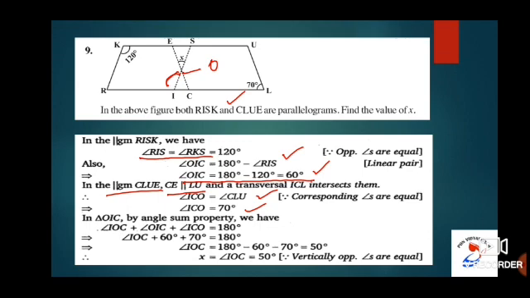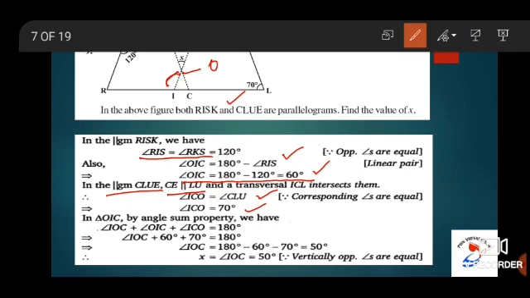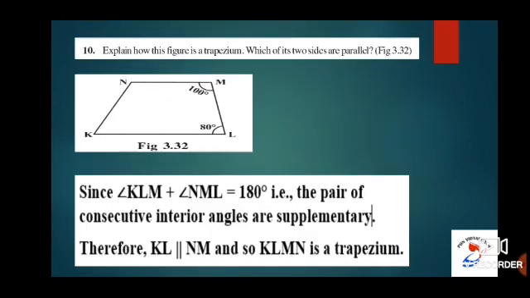As we have got the value for this angle to be 50 degrees, this 50 and this x are vertically opposite angles. To conclude, x is equal to IOC, that is nothing but 50 degrees.